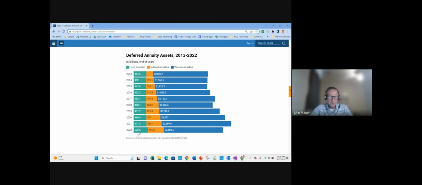if you asked 10 random adults in the US, what is an annuity? My guess is that probably less than half, maybe only 2 or 3, would be able to accurately define what an annuity is and how it works. And maybe that's being generous. A lot of people don't really understand annuities, but yet there's lots and lots of money in annuities.